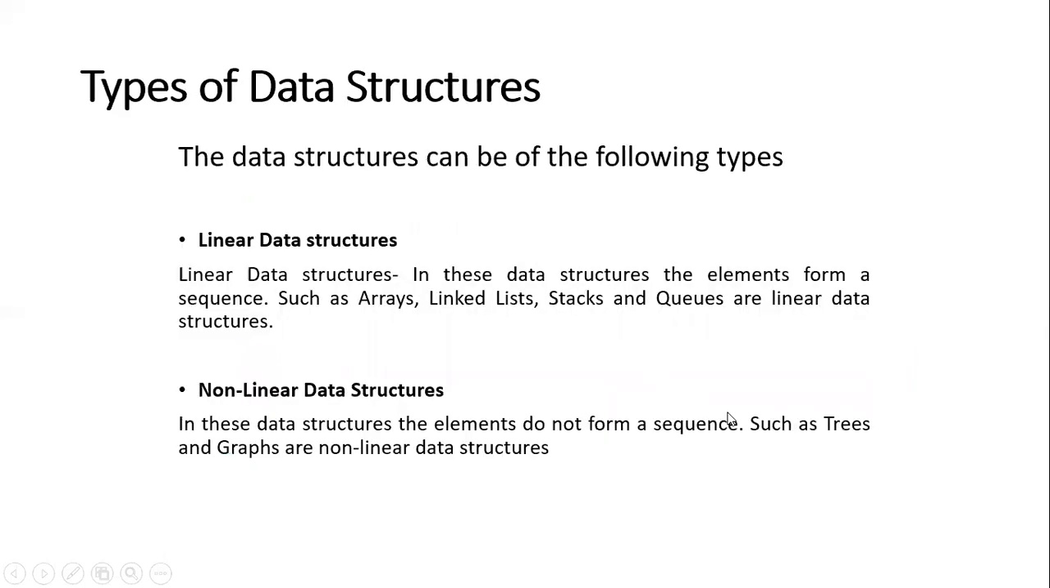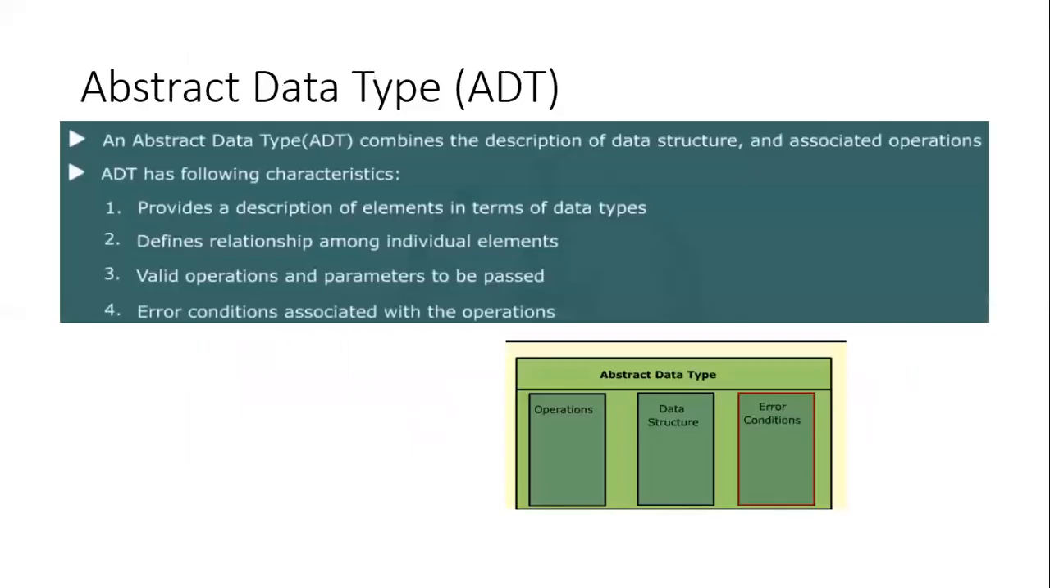Types of data structures. Data structures can be of the following types: linear data structures and non-linear data structures. Linear data structures: in these data structures, the elements form a sequence, such as arrays, linked lists, stacks and queues. Nonlinear data structures: in these data structures, the elements do not form a sequence, such as trees and graphs.